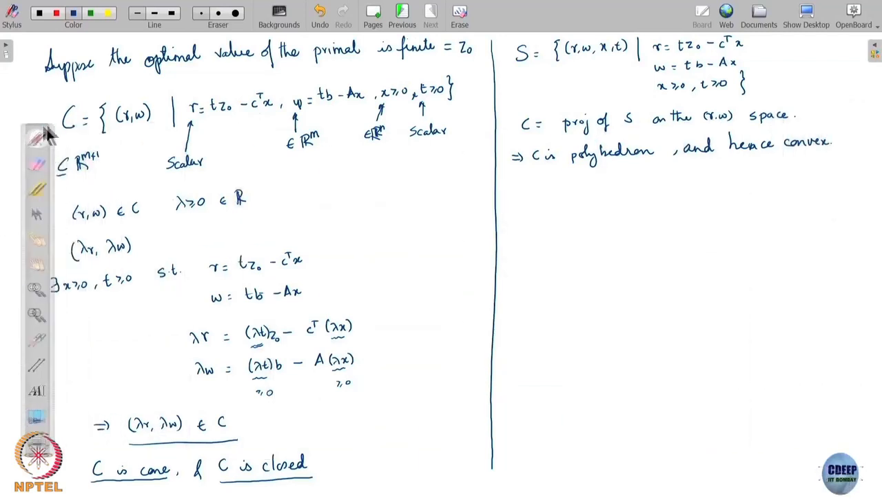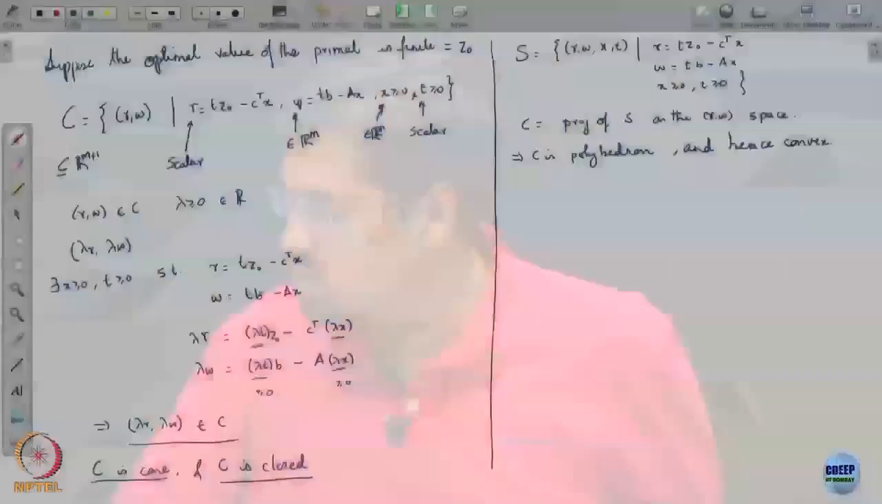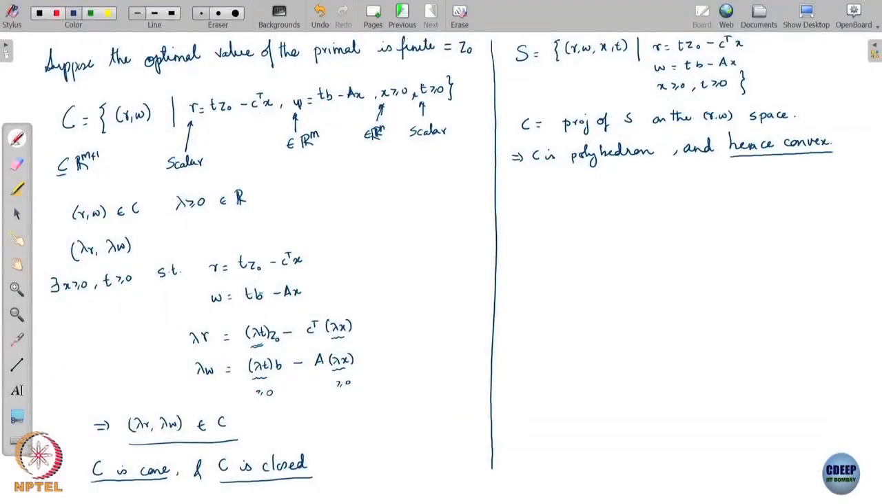So, many proofs in optimization begin with this one question first. What kind of a set is this? You encounter a set, you ask what kind of a set is this? And the more you can say about the set, the more you will be able to say about the problem. Okay. All right. So, now what have we concluded? Well, that C is a cone, C is closed, and C is also convex. All right. So, what we have is a closed convex cone.